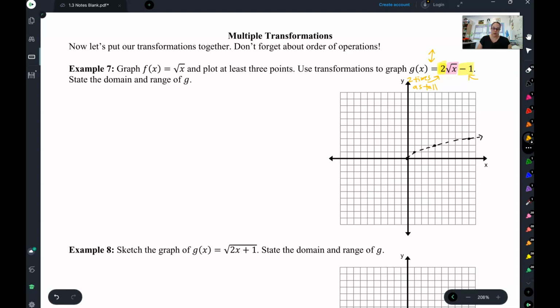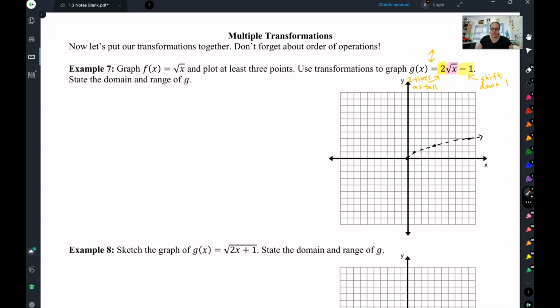This 1 over here is also outside, so it's still up and down, and it's still same. But it's adding or subtracting, so this is going to be a shift. And it's the same, so it's going to be down 1. So I've got 2 transformations going on here. I need to make it twice as tall, and I need to go down 1.